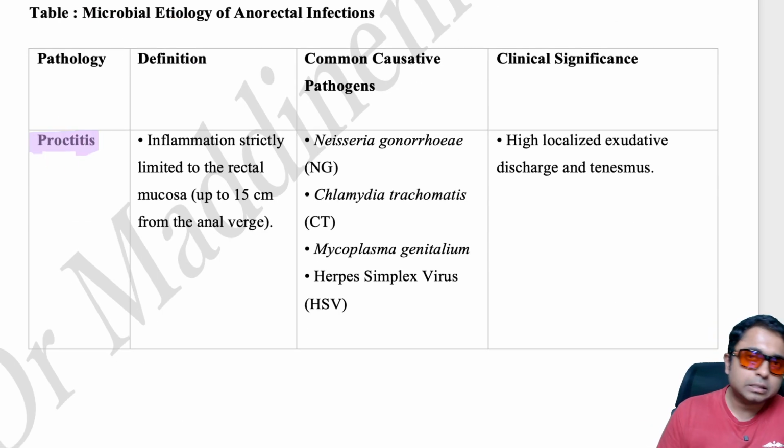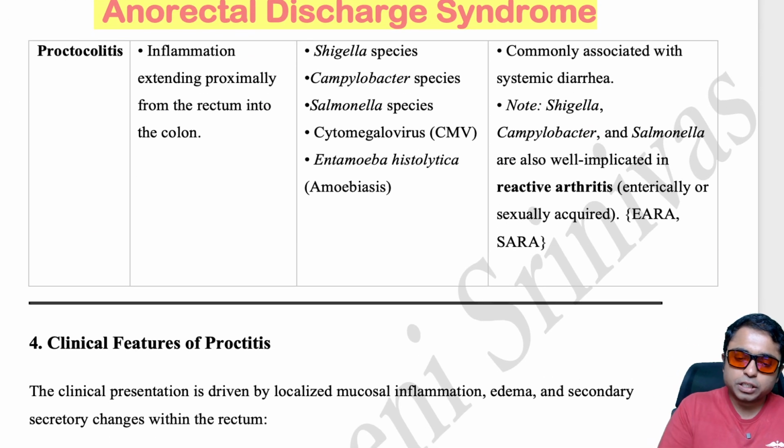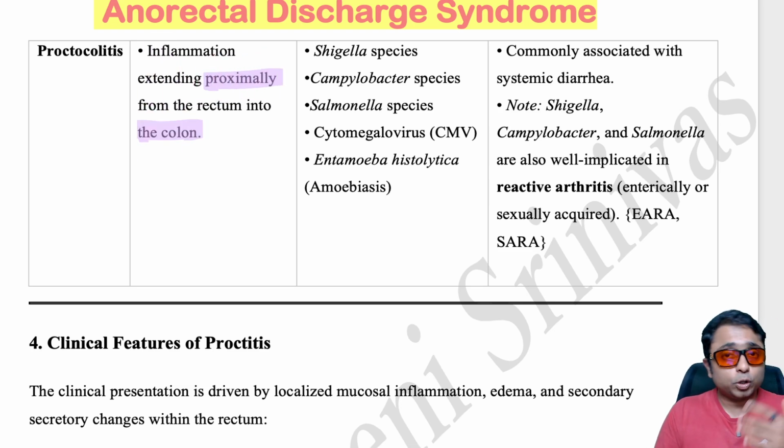In proctitis, there is inflammation of the rectal mucosa up to 15 centimeters from the anal verge, and the organisms are Neisseria gonorrhoeae, Chlamydia trachomatis, Mycoplasma genitalium, and also herpes simplex virus. The manifestation is in the form of discharge, which is localized, and also tenesmus. In proctocolitis, on examination there will be inflammation proximally from the rectum up into the colon.